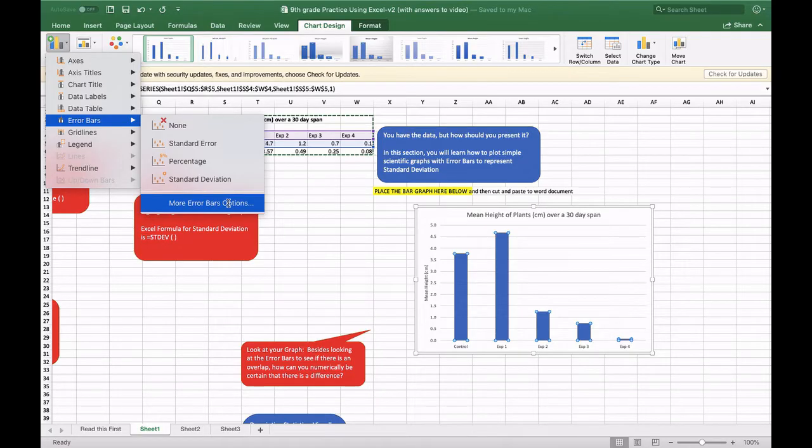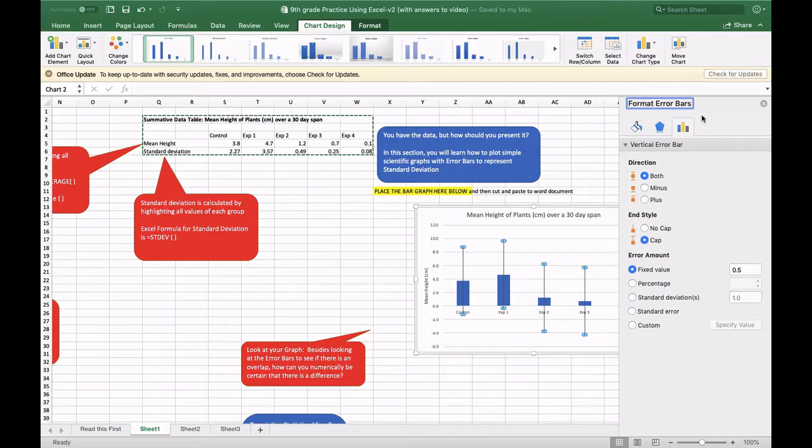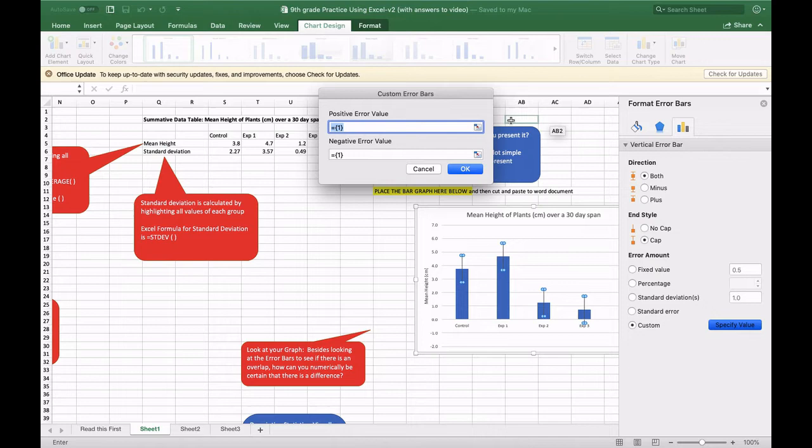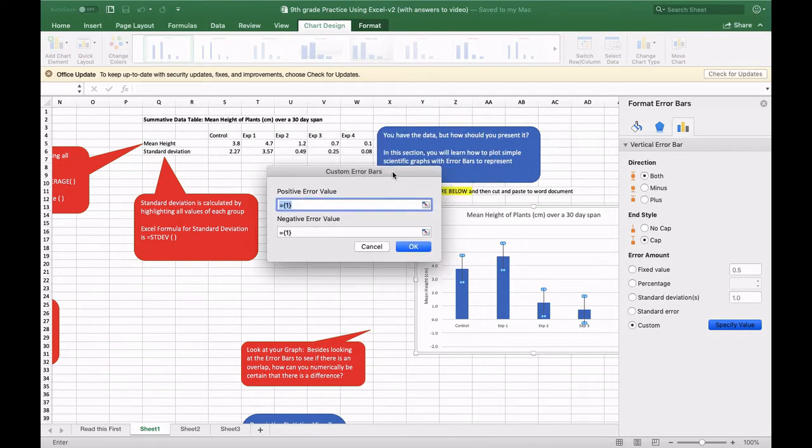So you will go to more error bar options, and now you have a right panel appear. And notice that it adds some error bars here, but obviously they're wrong, so you can't keep those. So you're going to go down and customize your standard deviation error bars, and you are going to specify a value. So now this window opens up, and your positive error value is your values that are above the mean, and your negative error value is the values that are below the mean. But they both represent the standard deviation for each group. So you're going to click inside the parentheses here. You're going to delete the number 1, and you are going to add your custom error bars.